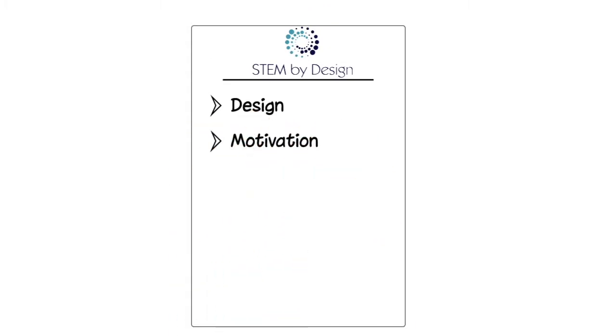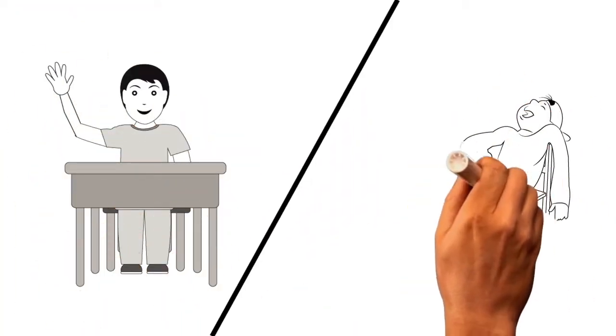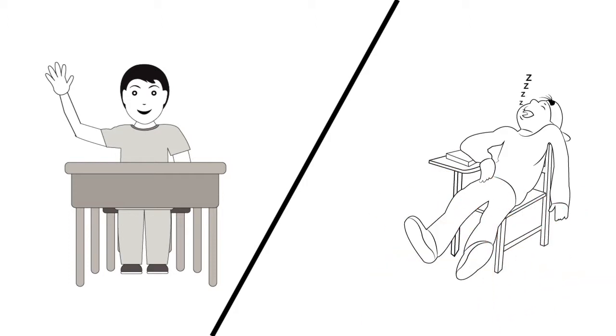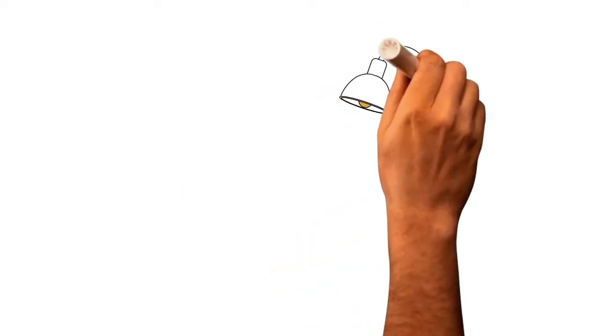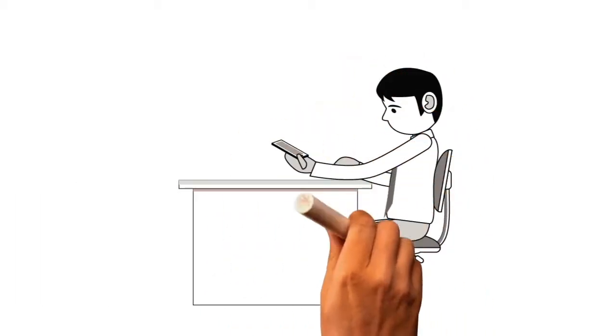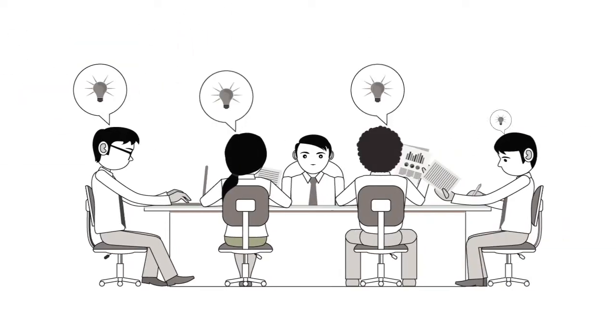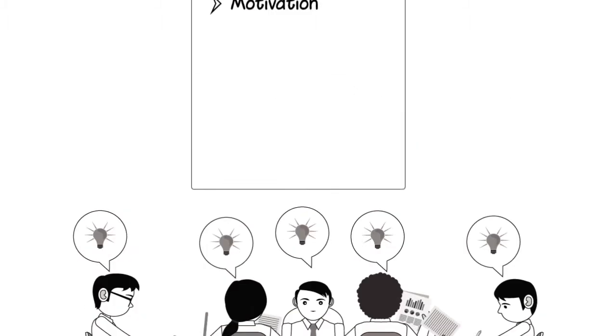Next, motivation. Research is clear that students learn most effectively when they are engaged and motivated. Whether it's a polypropylene lamp, a light-seeking robot, a music video, or an app they've coded, the goal is the same. 100% of students fully engaged in the project.